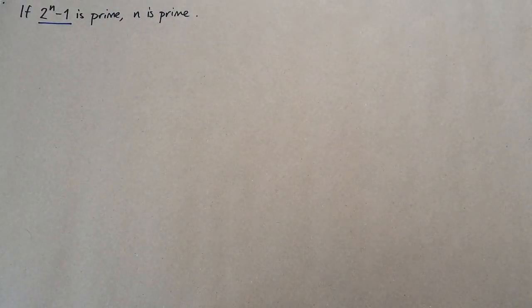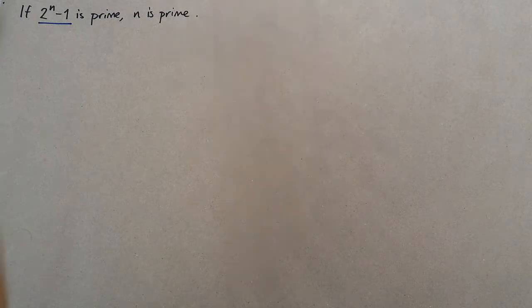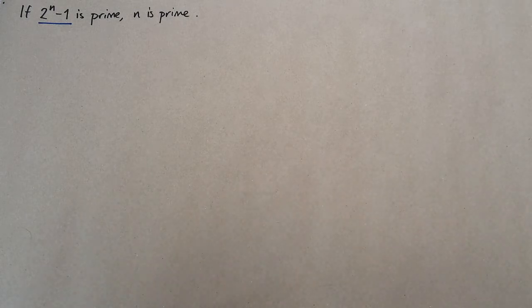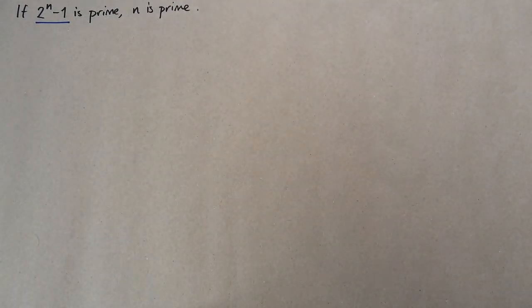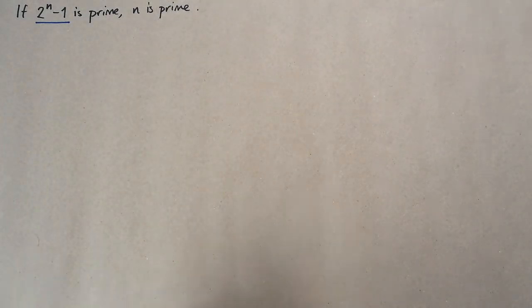Even if n is a prime number, then 2 to the n minus 1 is not necessarily always going to be a Mersenne prime, but if this is a prime number, then n must be a prime number. So we're going to prove why this is. Rather than proving that n must be prime, we're going to assume that n isn't prime.